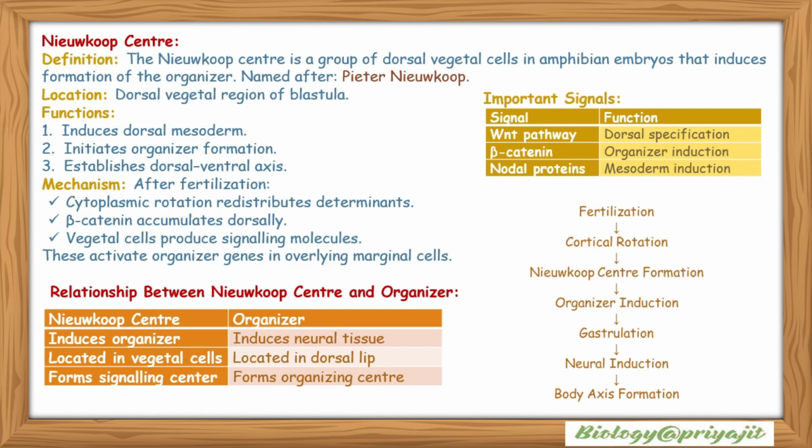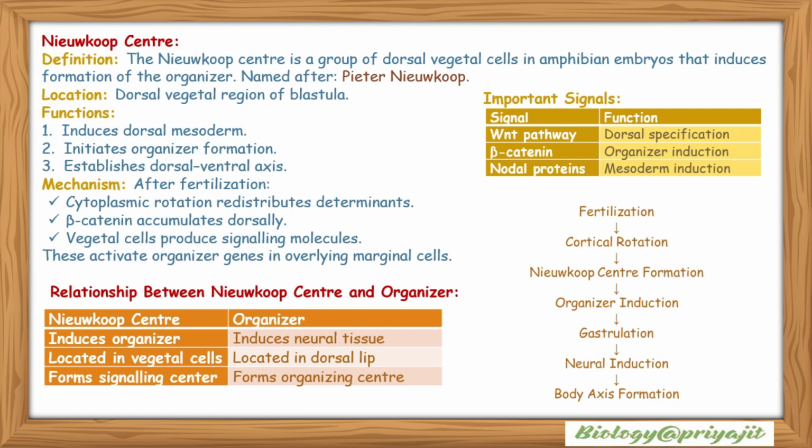Nieuwkoop Centre. The Nieuwkoop Centre is a group of dorsal vegetal cells in amphibian embryos that induces formation of the organizer, and it was named after Peter Nieuwkoop. Location: dorsal vegetal region of the blastula. Its functions: it induces dorsal mesoderm, initiates organizer formation, and establishes the dorsal-ventral axis. Mechanism: after fertilization, cytoplasmic rotation redistributes determinants, beta-catenin accumulates dorsally, and vegetal cells produce signaling molecules.